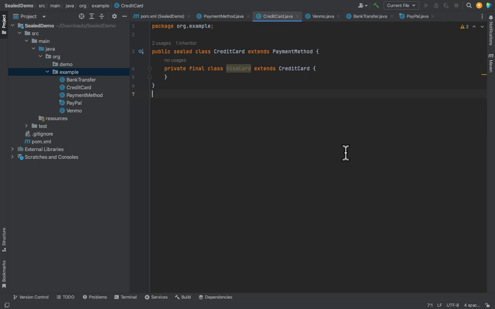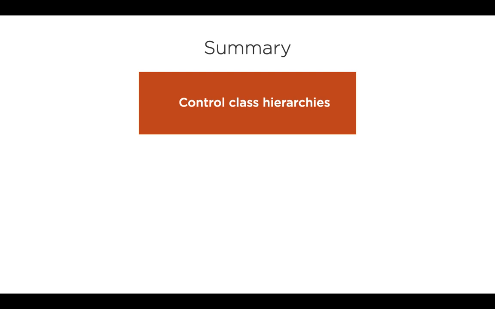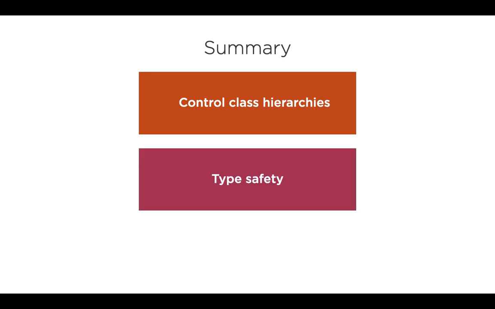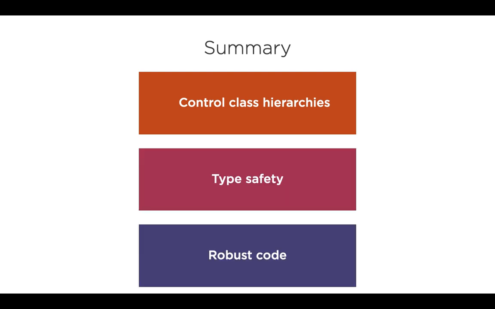And so there you have it. We have seen how sealed classes in Java 17 can be applied to a real-world scenario like payment processing. They offer a powerful way to control class hierarchies, improve type safety, and make your code more robust.